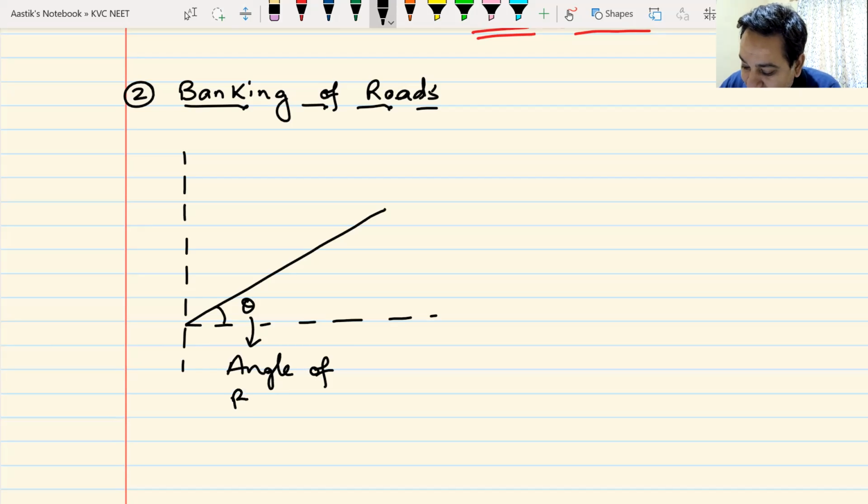The roads are tilted like this. Tilted. They're tilted, and you will see it. If you have ever been on the Mumbai-Pune Expressway, there are a lot of turns. You will see the road tilted.